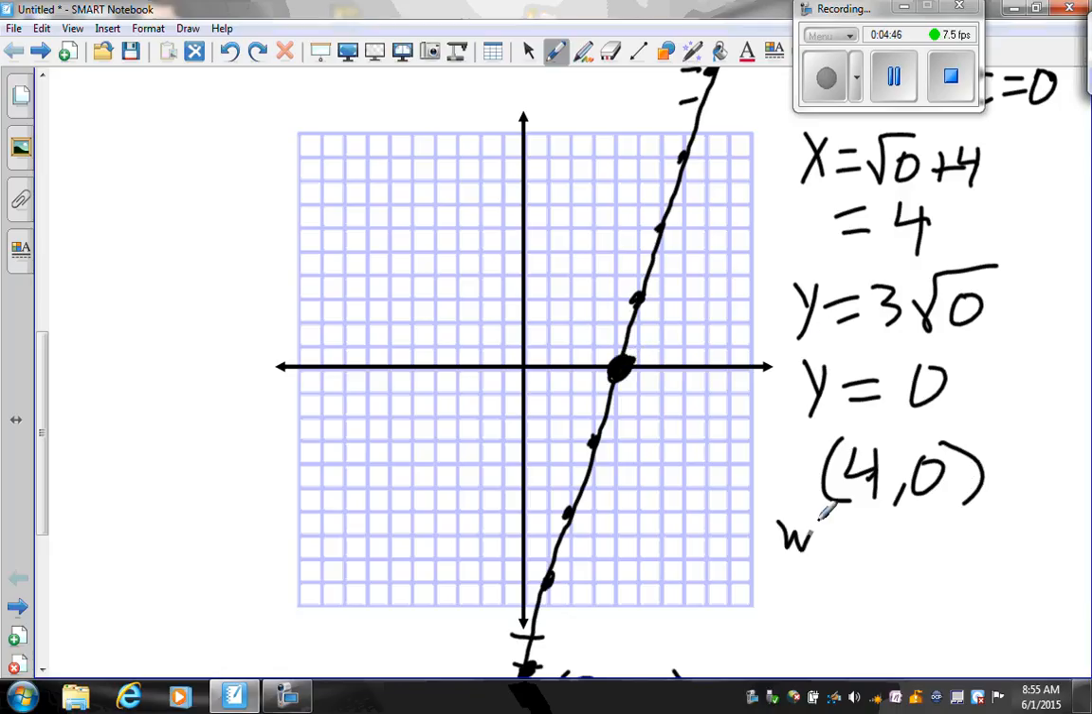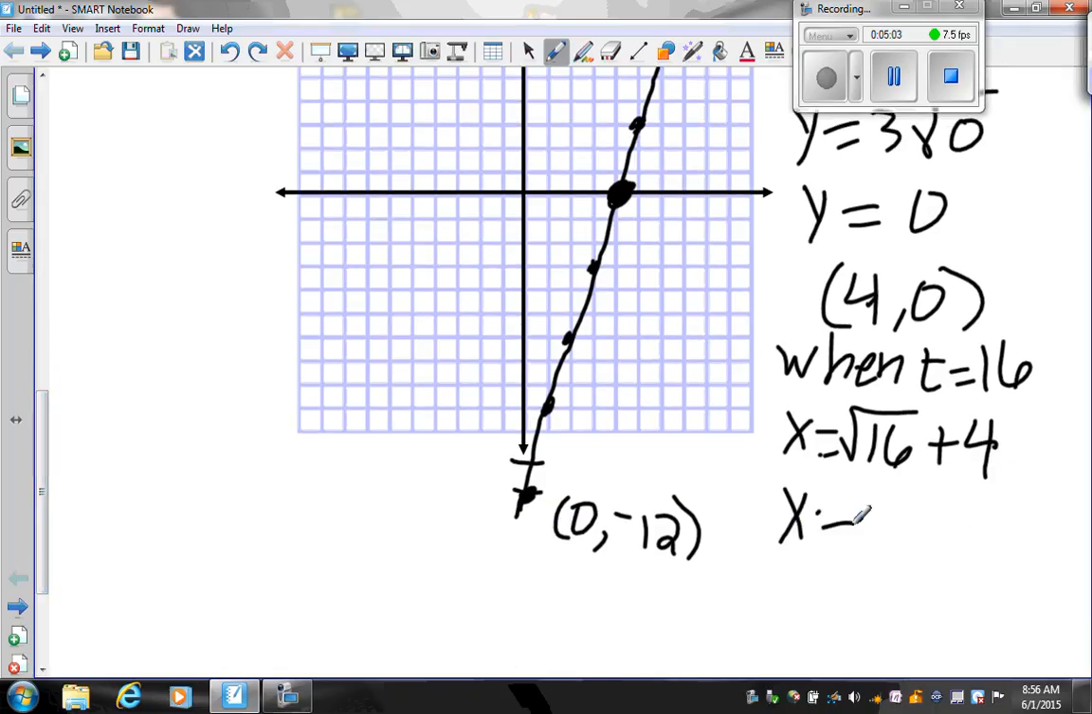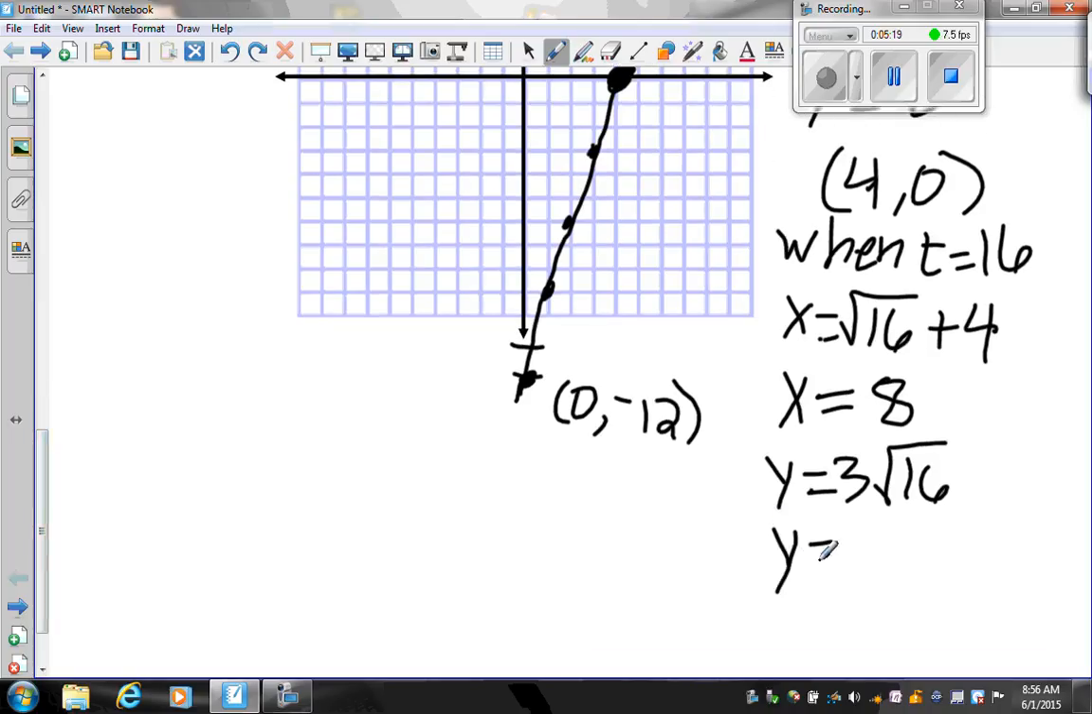Okay, when t is equal to 16, this is the largest value of t for this particular problem. x is equal to the square root of t plus 4, so the square root of 16 plus 4. Square root of 16 is 4. 4 plus 4 is 8. And y is equal to 3 times the square root of t, which is 16. Square root of 16 is 4. 3 times 4 is 12. So when t is equal to 16, we have the point (8, 12).